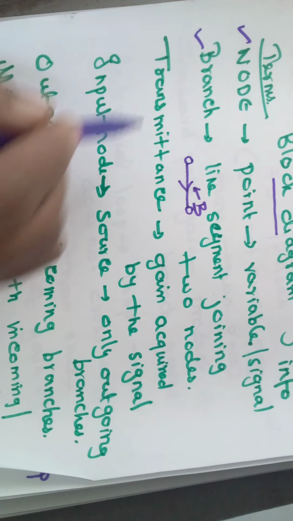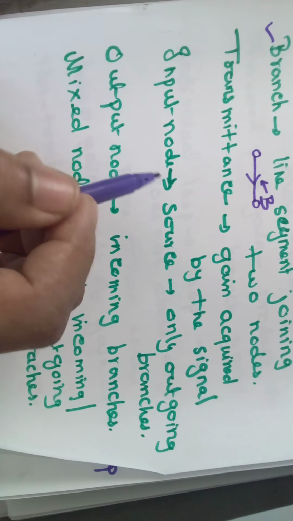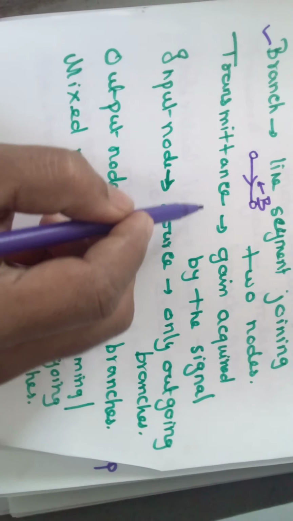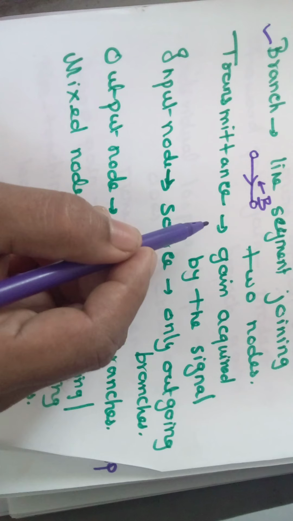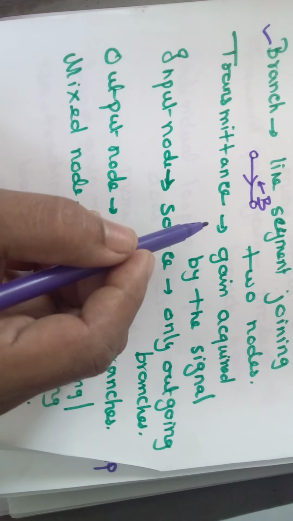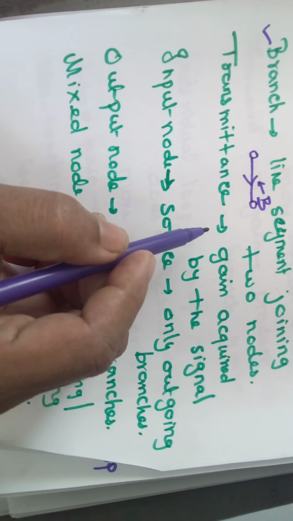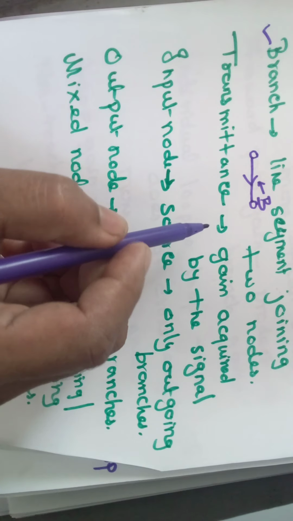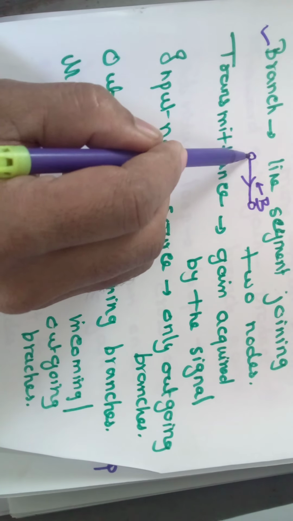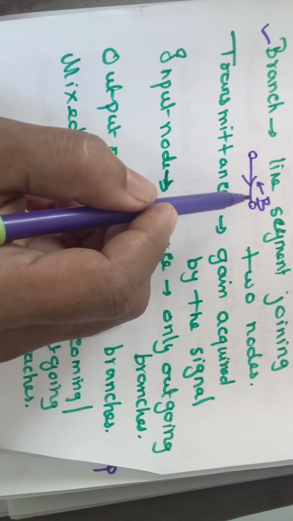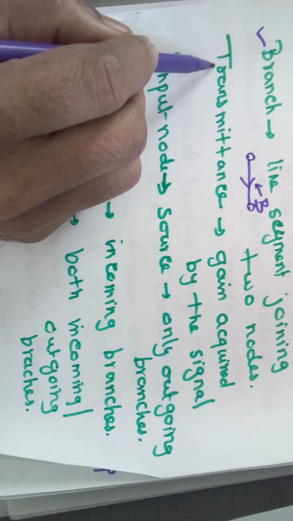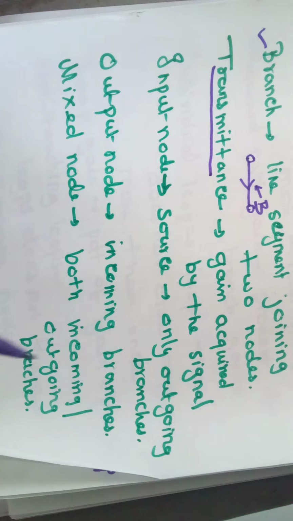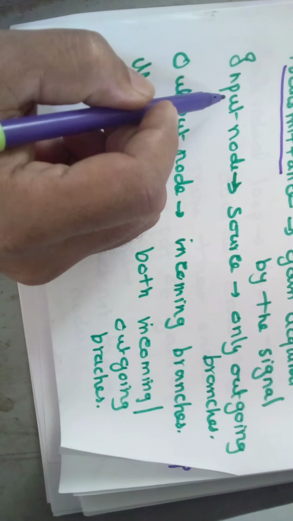Next, transmittance. Transmittance is nothing but the gain. It represents the gain acquired by a signal when it travels from one node to another node. So when a signal travels from one node to another node, what is the gain obtained by that particular signal? That is called transmittance.